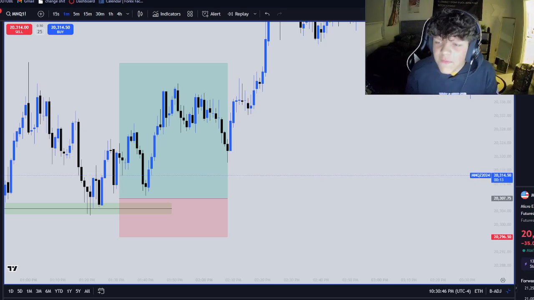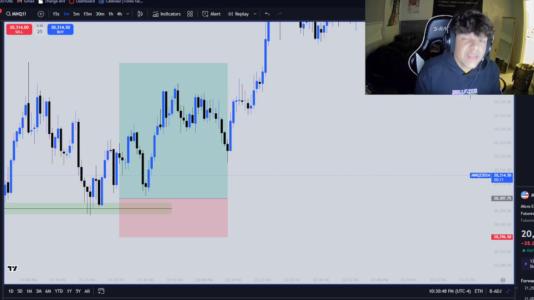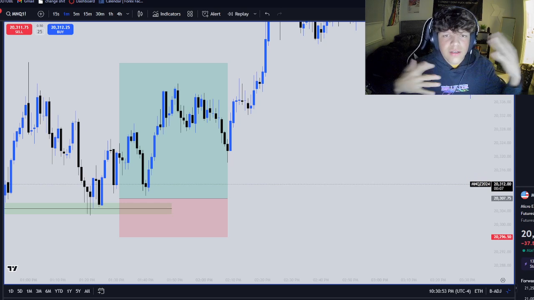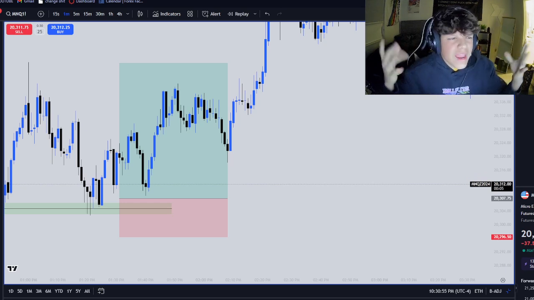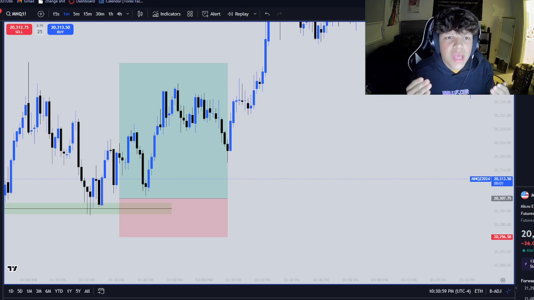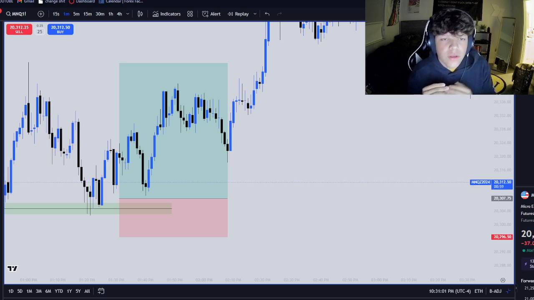Fair value gaps are regarded as the best, como se dice, the best indicator, not indicator, oh my god, the best concept, best confluence. Everyone uses this stuff.